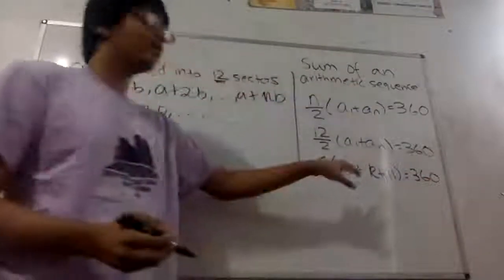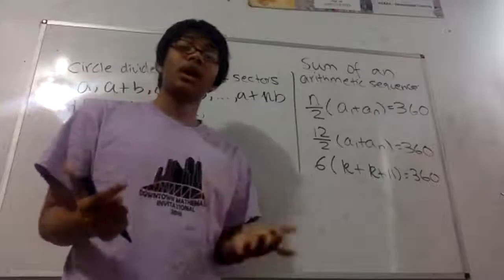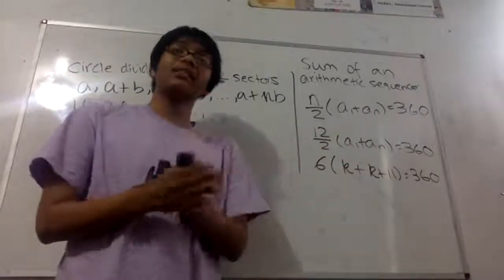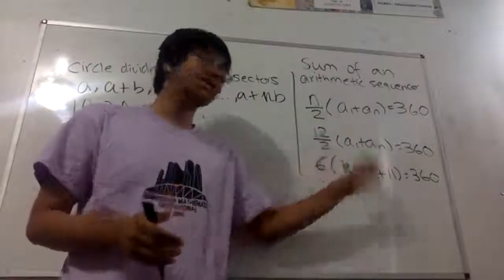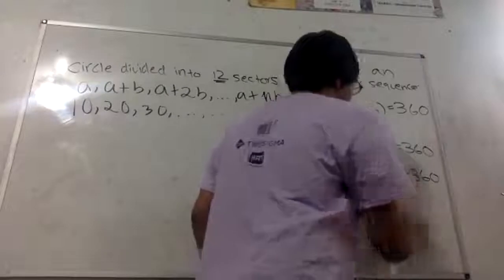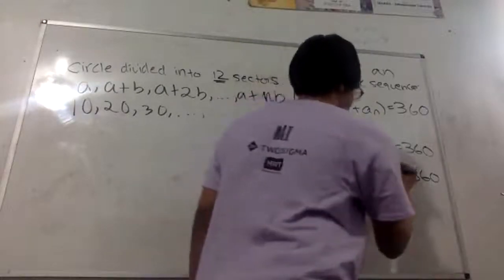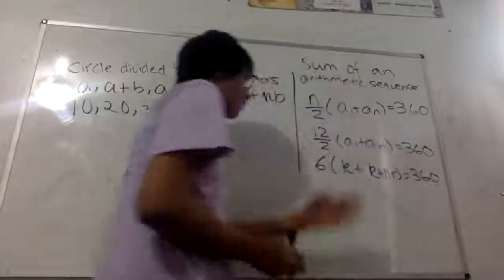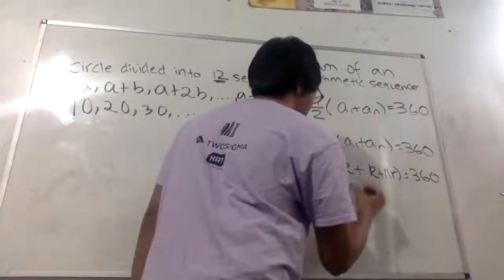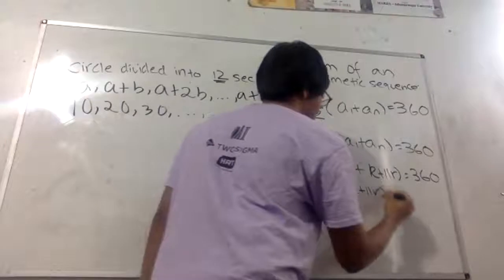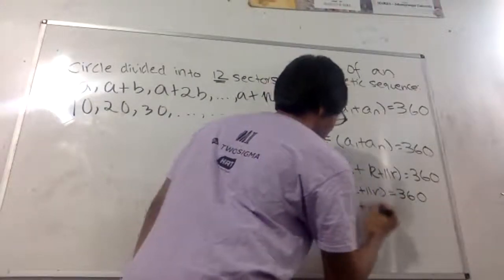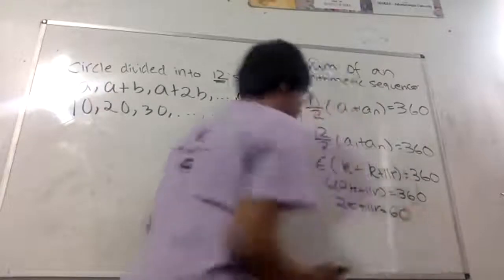Okay, but this is a common mistake. Why? Well, we don't know the common difference between the terms of this arithmetic sequence. So we can't just write 11. Instead, we have to write 11 times a variable. Let's call that r. So now we can simplify this to 6 times 2k plus 11r equals 360. So that means 2k plus 11r equals 60.